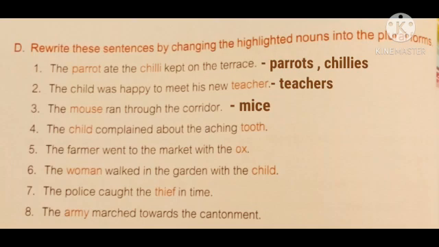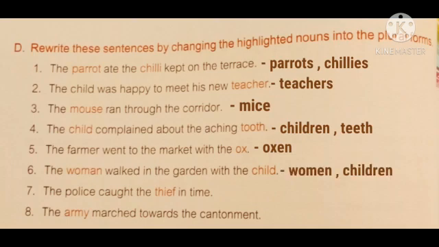Fourth, the child complained about the aching tooth. So child is highlighted and we have to write as children. Tooth is also highlighted. Write it as teeth. Fifth, the farmer went to the market with the ox, and the word is oxen. Sixth, the woman walked in the garden with the child. Woman will become woman and child will become children. The woman walked in the garden with the children.